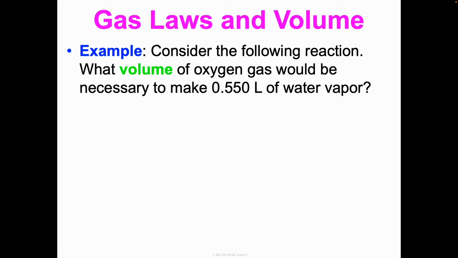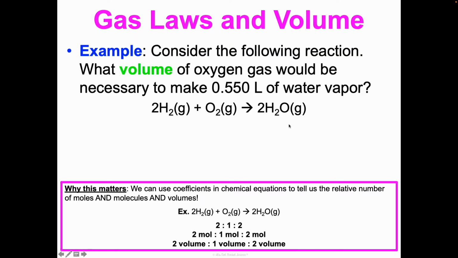Consider the following reaction. What volume of oxygen gas would be necessary to make 0.550 liters of water vapor? If I say consider the following reaction, there's going to be an equation for you. Don't worry. Okay, so remember what we just said about what matters. We can use coefficients to tell us the relative number of moles. We've always been doing that. But we also know now, because of those last 2 laws, we can do molecules, we can do volume. So this is a 2:1:2 ratio. We can do the volumes here.